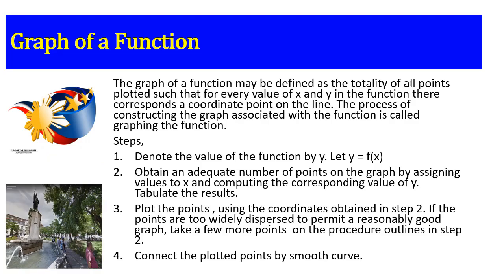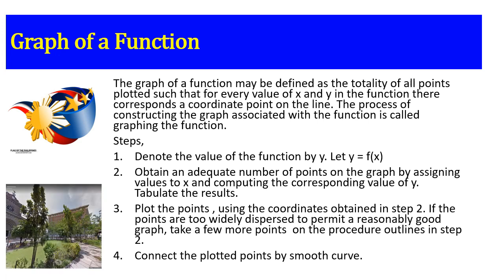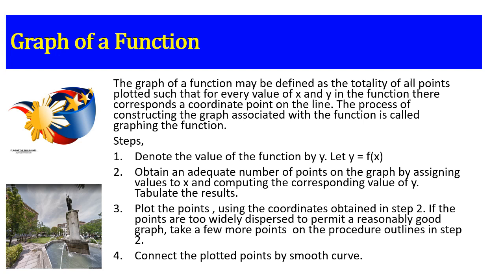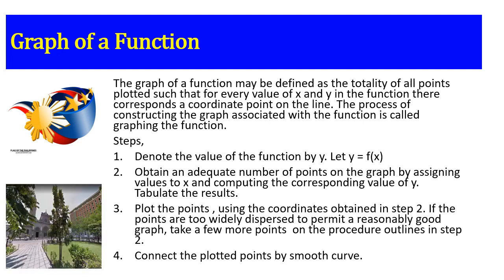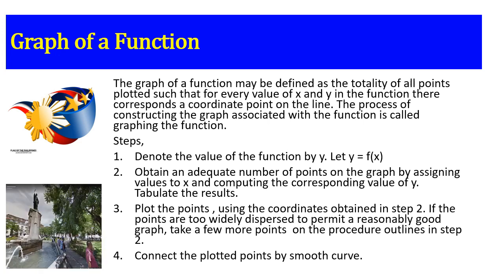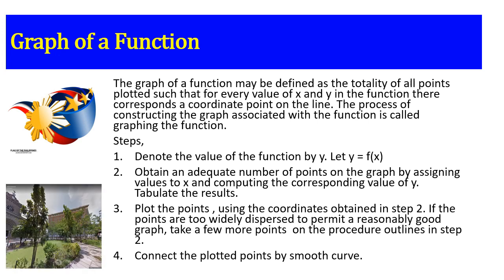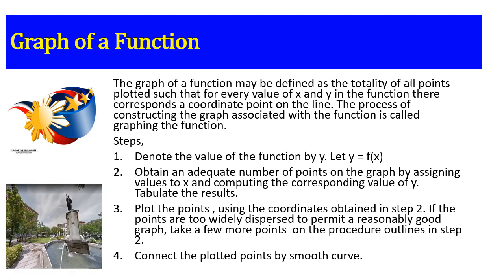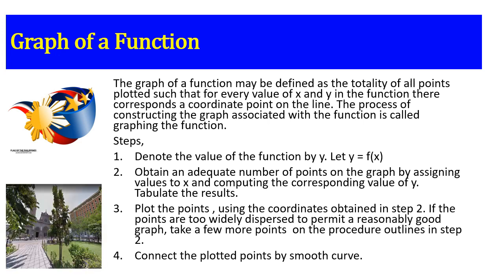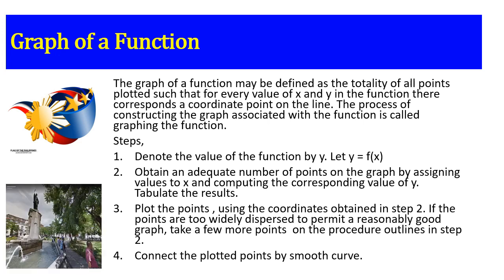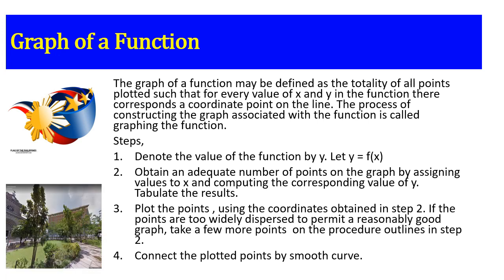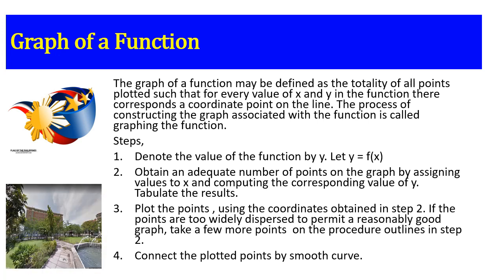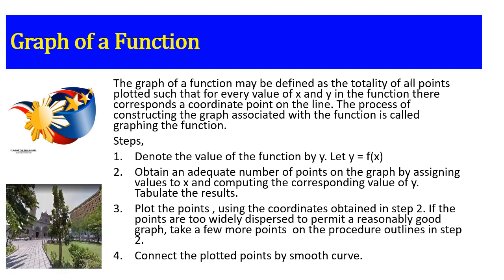Graph of a function. The graph of a function may be defined as the totality of all points plotted such that for every value of x and y in the function, there corresponds a coordinate point on the line. The process of constructing the graph associated with the function is called graphing the function. Here are the steps in graphing a function.